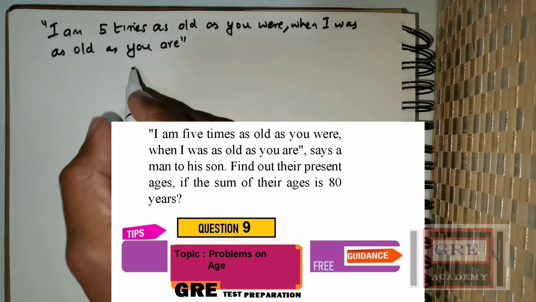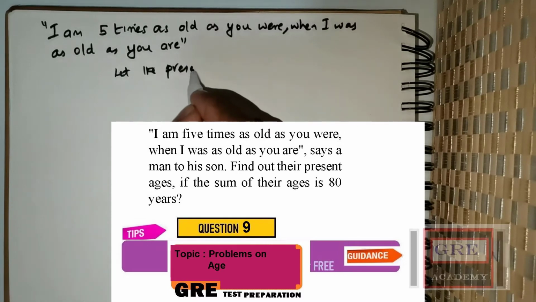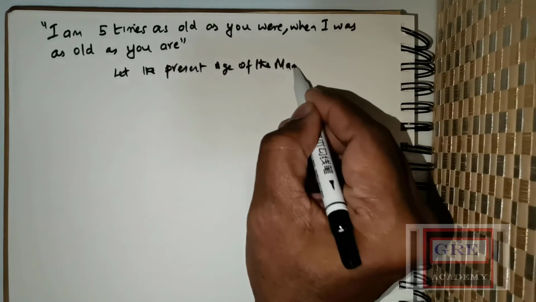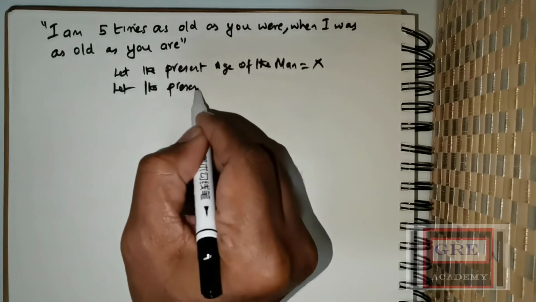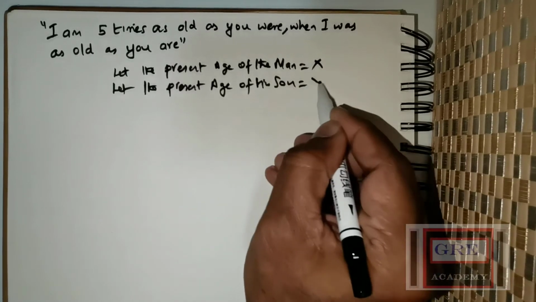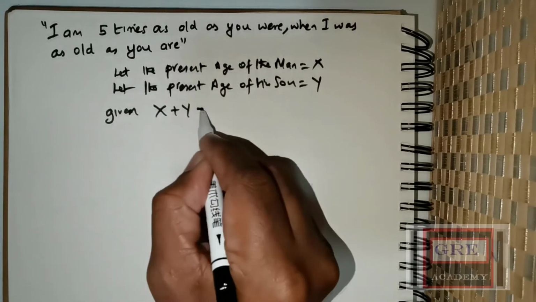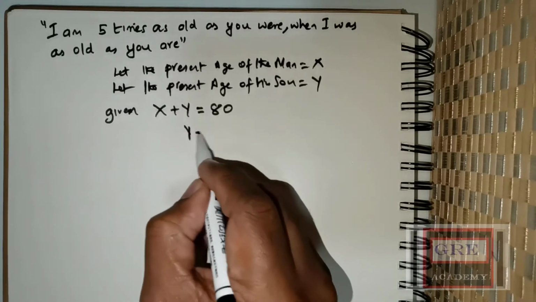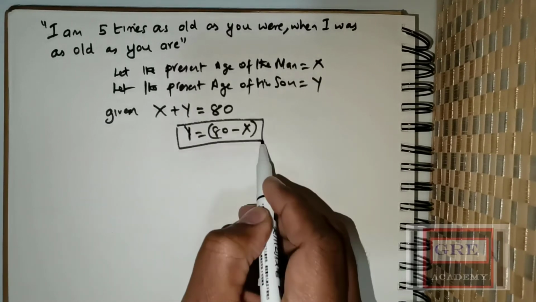So we would start by assuming the following. Let the present age of the man be equal to x, and next let the present age of his son be equal to y. Now what is given? It is given that x + y is equal to 80. So from here we can say that y is equal to 80 - x. So this expression is possible to write.